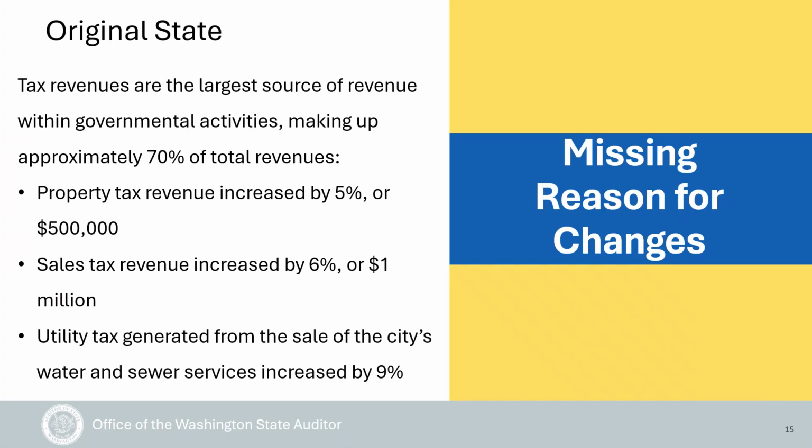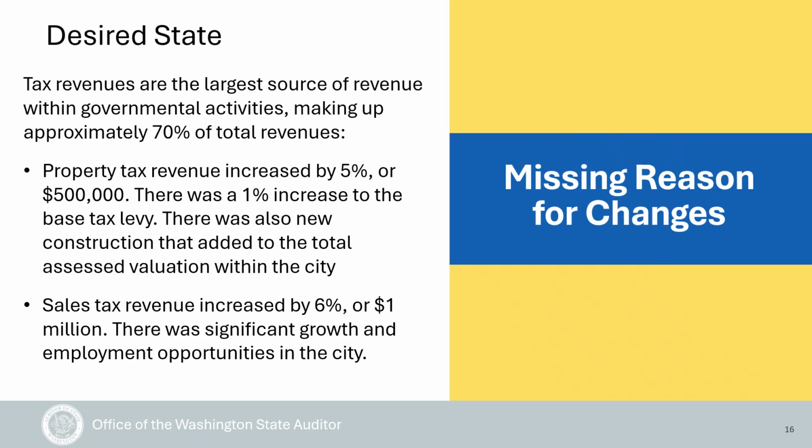Here's the discussion included in this MD&A. This specific area discusses tax revenues. It says tax revenues are the largest source of revenue within governmental activities, making up approximately 70% of total revenues. Of this, the government noted that property tax revenue increased by 5%, or $500,000. Sales tax revenue increased by 6%, or $1 million, and utility tax generated from the sale of the city's water and sewer services increased by 9%. With the implementation of GASB 103, this discussion can be improved by adding some additional details.